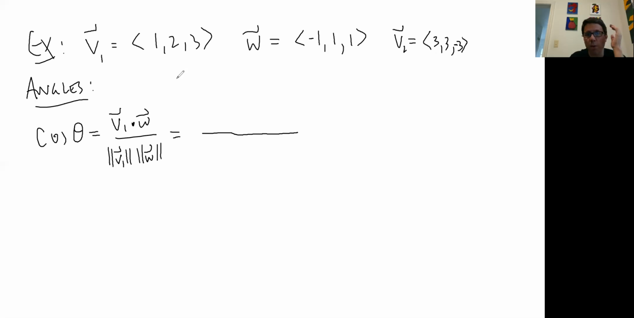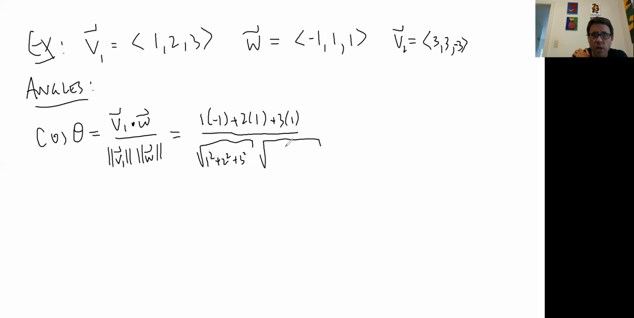Now we're starting to put a lot more things together. V1 dot W will be 1 times minus 1. So I multiply the first two, and then I add on the multiplication of the second two, 2 and 1. And then I add on the multiplication of the third one. And that'll be the top. The length of V1 will be the square root of each of these guys squared. So 1 squared, 2 squared, 3 squared. And the same thing for W: negative 1 squared, 1 squared, 1 squared.